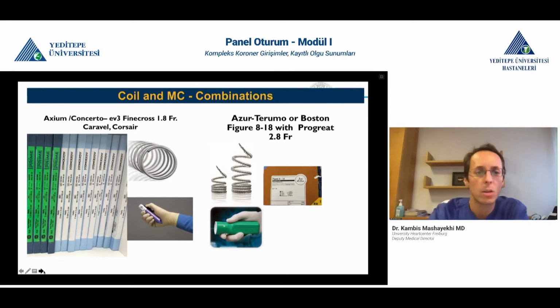This is a coil which fits in your microcatheter. The combination is actually the Axiom or Concertino coils, which are used a lot for the FineCross, Caravel, Corsair, and Turnpike microcatheters. So you have here coils from 1.5 to 2 centimeters, 2 millimeter and 3 centimeters, 2 millimeter, 4 centimeters, 3 millimeter and 4 centimeters. It depends a little bit on your experience to get the sizing right.